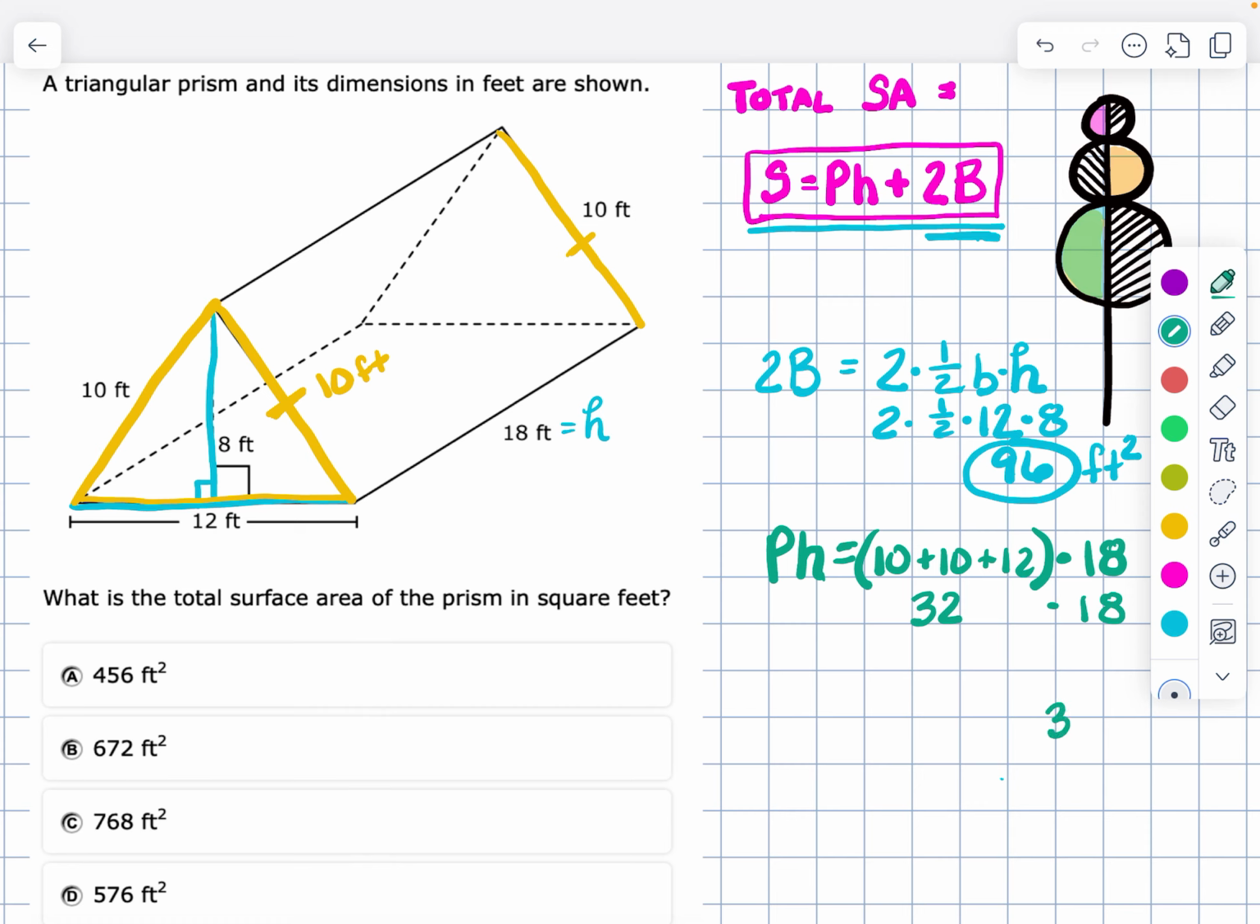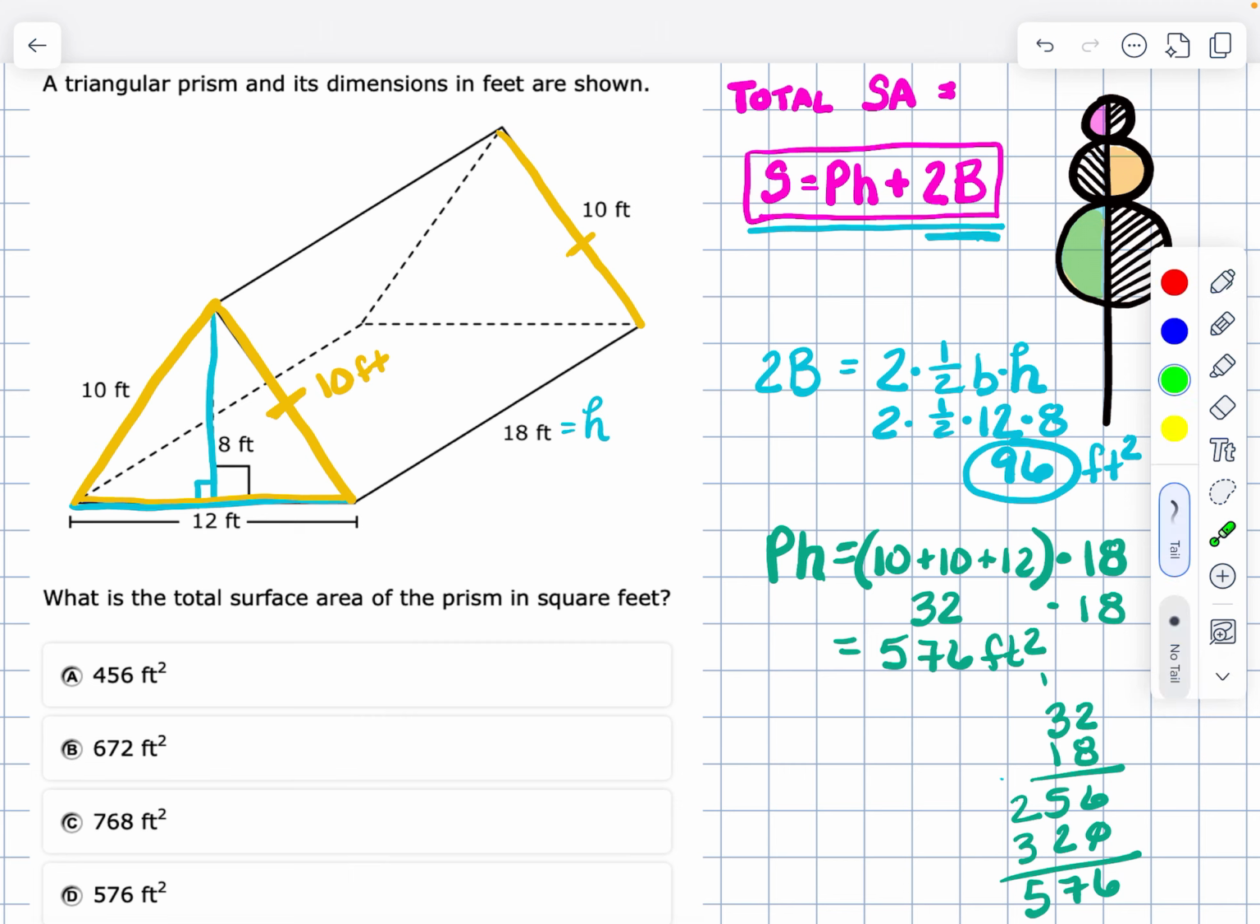Now I'm going to figure this out. 32 times 18: 2 times 8 is 16, 3 times 8 is 24, and 1 is 25. Placeholder, 1 times 2 and 1 times 3. So now I've got 6, 7, and 5, so I have 576 feet squared. If they had asked you what's the lateral surface area, that would be this. It's just all the surfaces without the two bases.